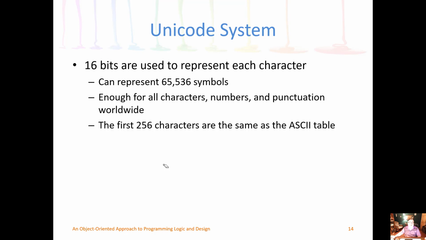Now, we have 16 bits, and that can do every character in the English language. But there's also a Unicode system, and that can represent 65,536 symbols. It's 16 bits, 2 bytes. And so it's enough for all the characters, numbers, and punctuation worldwide. A lot of times if you have kanji characters for Asian languages, it can accommodate that. And the first 256 characters of the Unicode system are exactly the same as the ASCII tables.